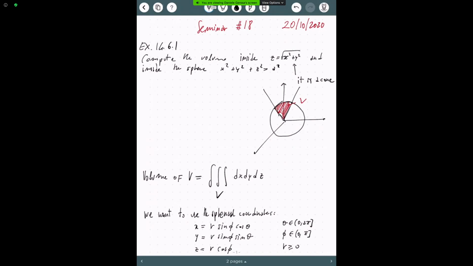The important thing that we must not forget is the Jacobian of this transformation. The Jacobian determinant of the spherical coordinates is r squared sine phi, right? So you have to remember always this guy.